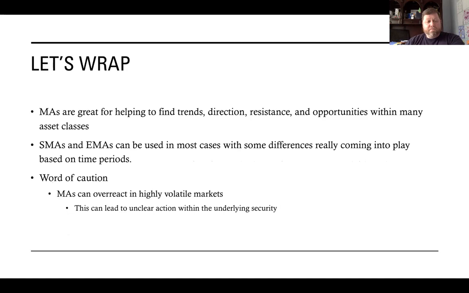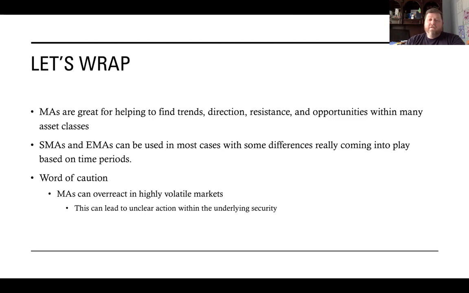So let's wrap it up here, right? Moving averages are really great for helping you identify certain things like trends, the directionality of those trends, where resistance or support might live, and opportunities out there within lots of different asset classes to jump in, jump out, be aware of, confirm, take action on, etc. Simple moving averages and exponential moving averages can be used in most cases, with really only some differences coming into play based on those time periods, right? Those really short versus really long. And it's still on you to understand which ones are going to fit best for your version of trading or investing. I did want to throw in a couple extra words of caution here, right?